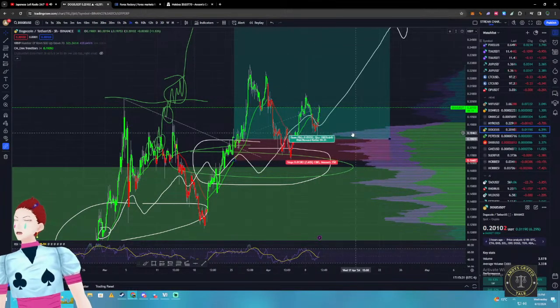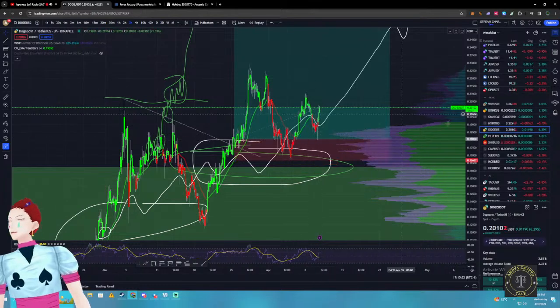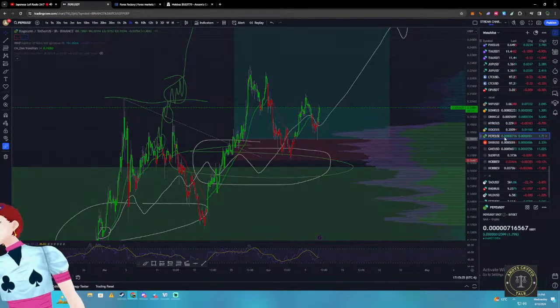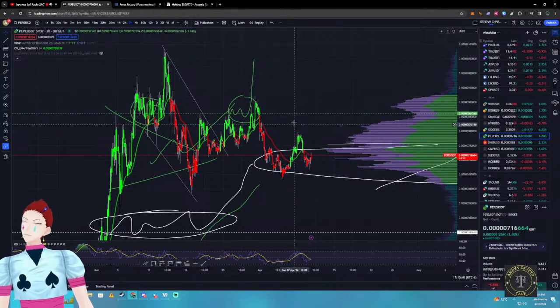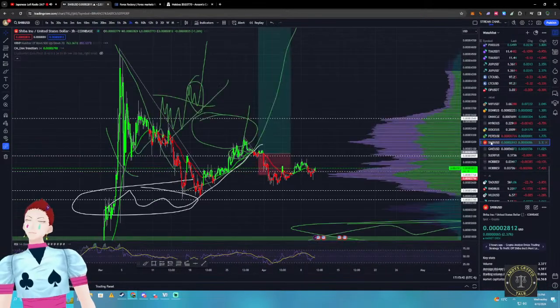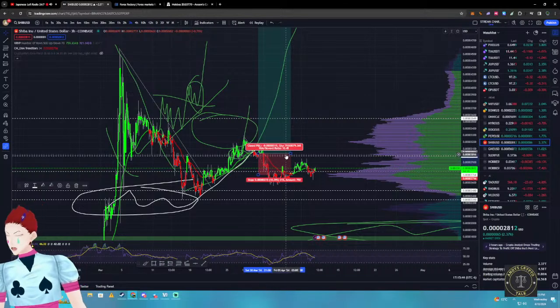Almost stopped us out, and then continued moving on up. That's looking nice. Pepe, we played that one. We got stopped out. That's 1 hour lost. Shib, we had that one. We got our loss there.